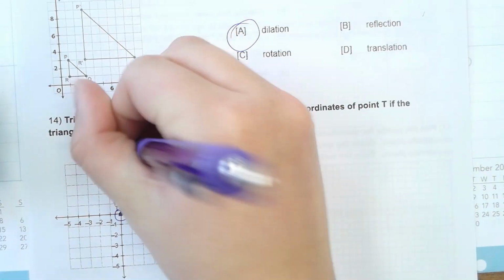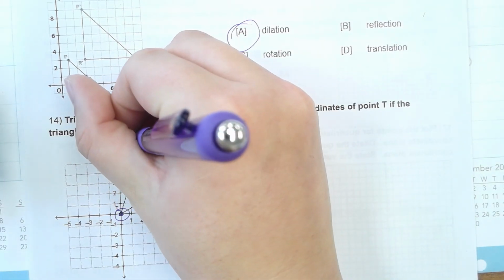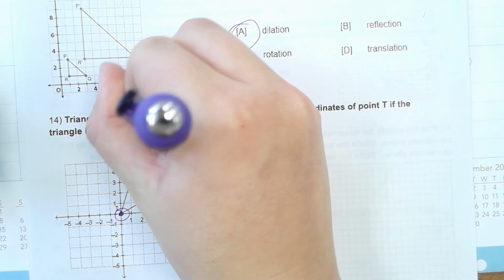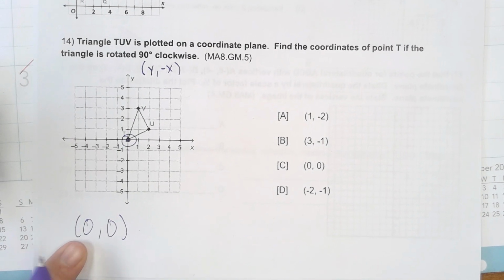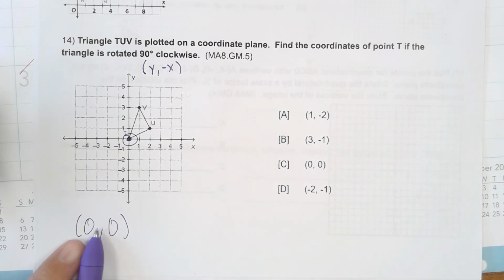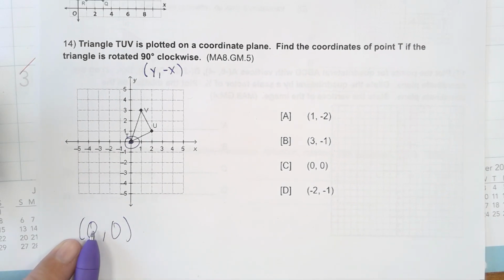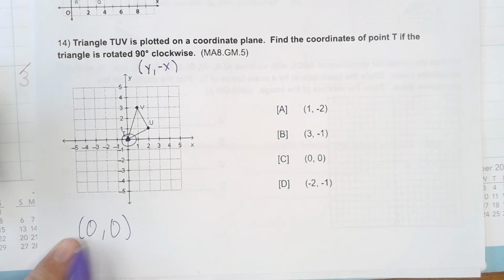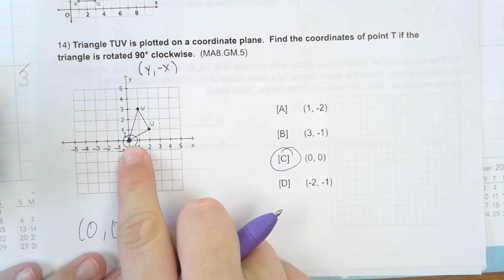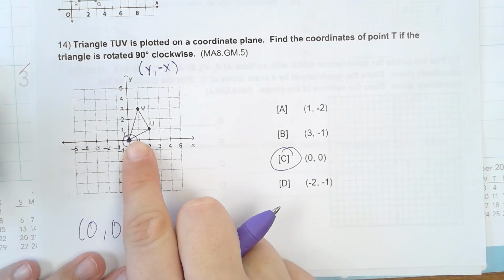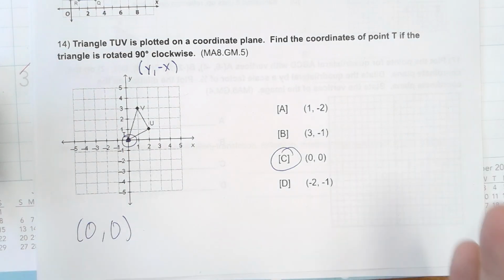90 degrees clockwise means that we're multiplying our x value by -1 and then flip-flopping your y and your x. But if you multiply x by -1, so 0 times -1 is 0, and flip-flop your two numbers, you still get 0, 0. So like I said, T is our center of rotation, so it's not going to move because we're rotating around that point. Okay.